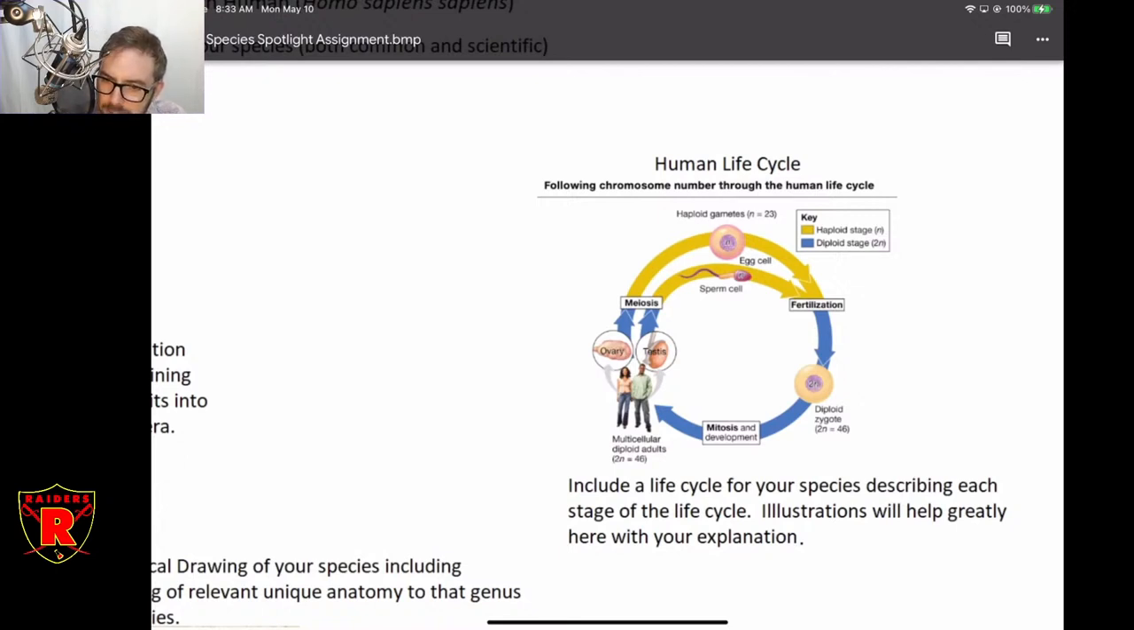Does it specifically have to be an insect of sorts? No, Bree, you can do anything you want. Anything that does not have a backbone. There's many, many things that don't have backbones. You can go protist. You could even do bacteria or archaea if you want. It could be anything, just anything that doesn't have a backbone.